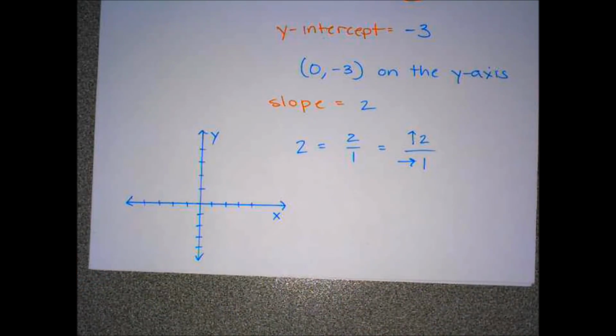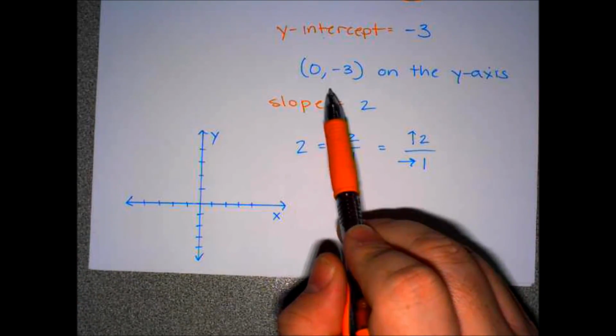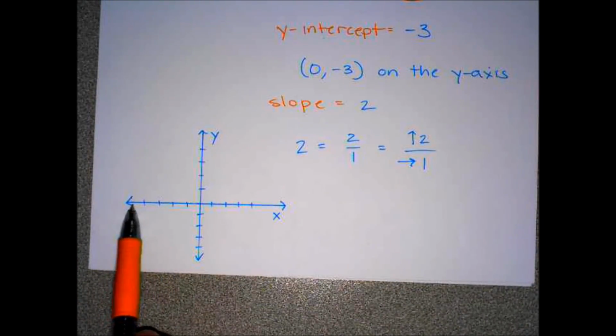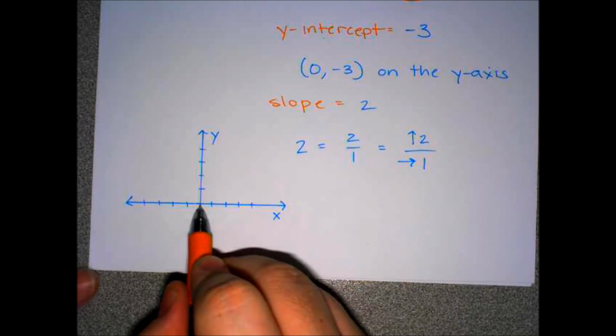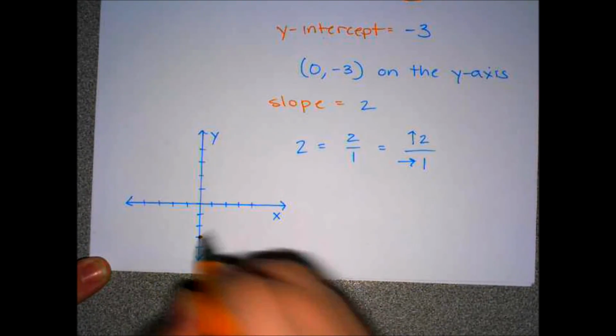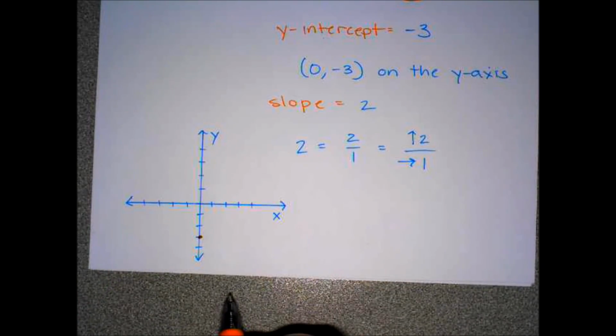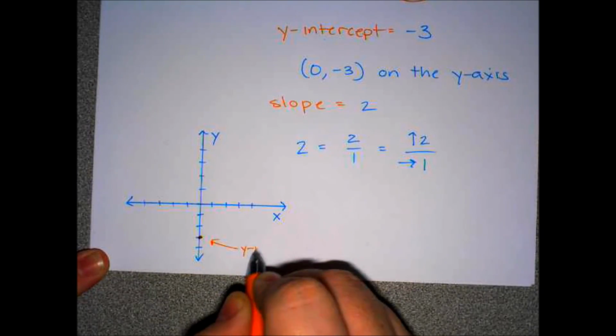Boom. All right. Start with the y-intercept. This is 0, -3. Well, we look along the x-axis and it's not 0 yet. It's 0 right here, right on the y-axis. And we have to go down 3. So -1, -2, -3. And that is our y-intercept.